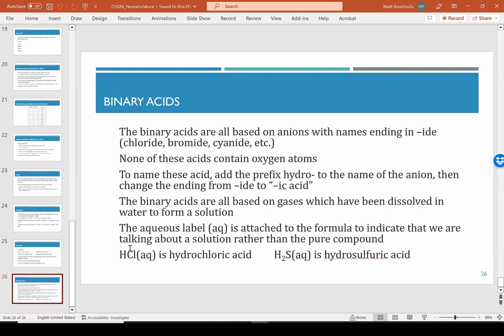Arsenic gets its own name. Silicon gets its own name. The rest have all special names that we don't need to learn. But if you're curious, with phosphorus, it's called phosphine. With arsenic, it's called arsine. With silicon, it's called silane.